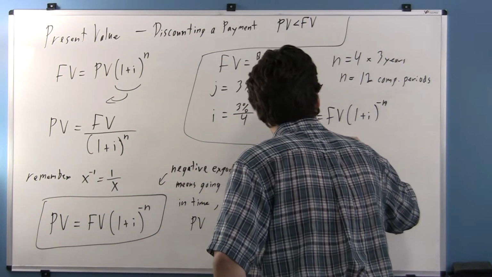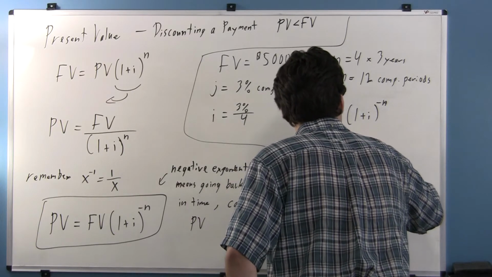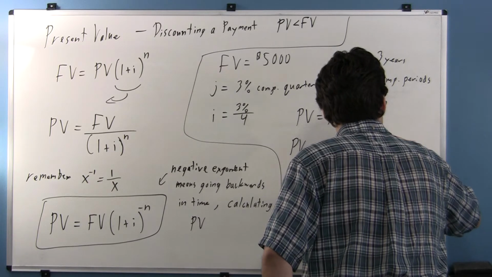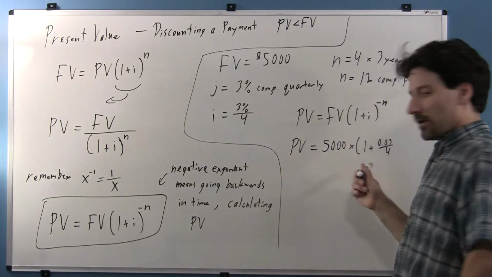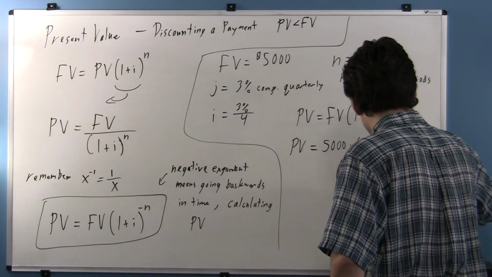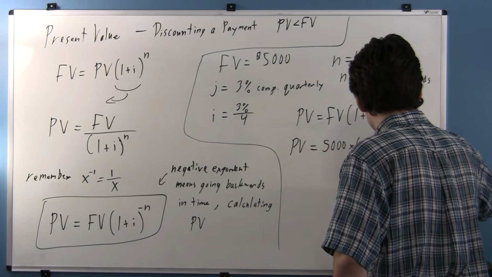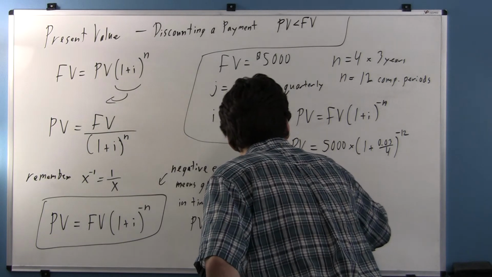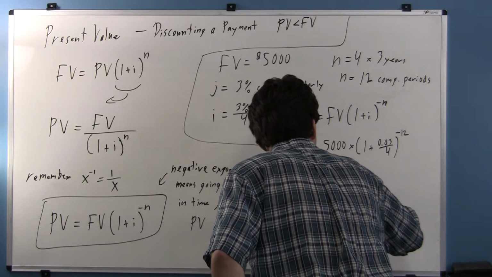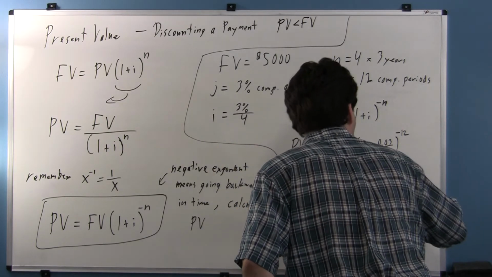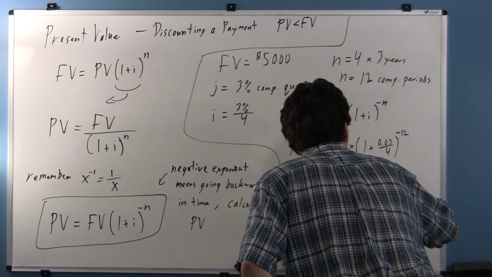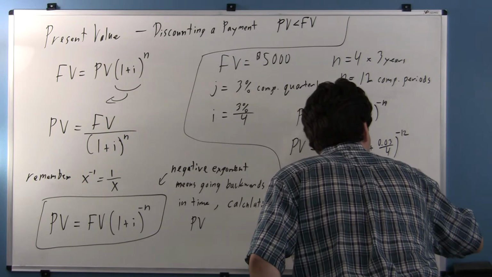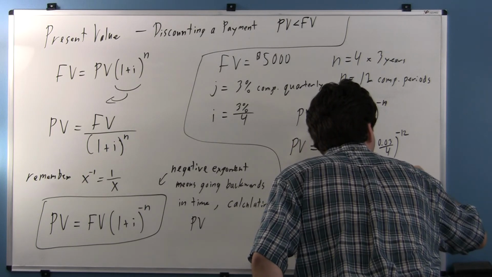So PV equals 5,000 times (1 plus 0.03 divided by 4, there's our periodic rate) to the power of negative 12. I'm going to go one more line here. PV equals 5,000 times, because there's a little trick here, 1.0075 to the power of negative 12.